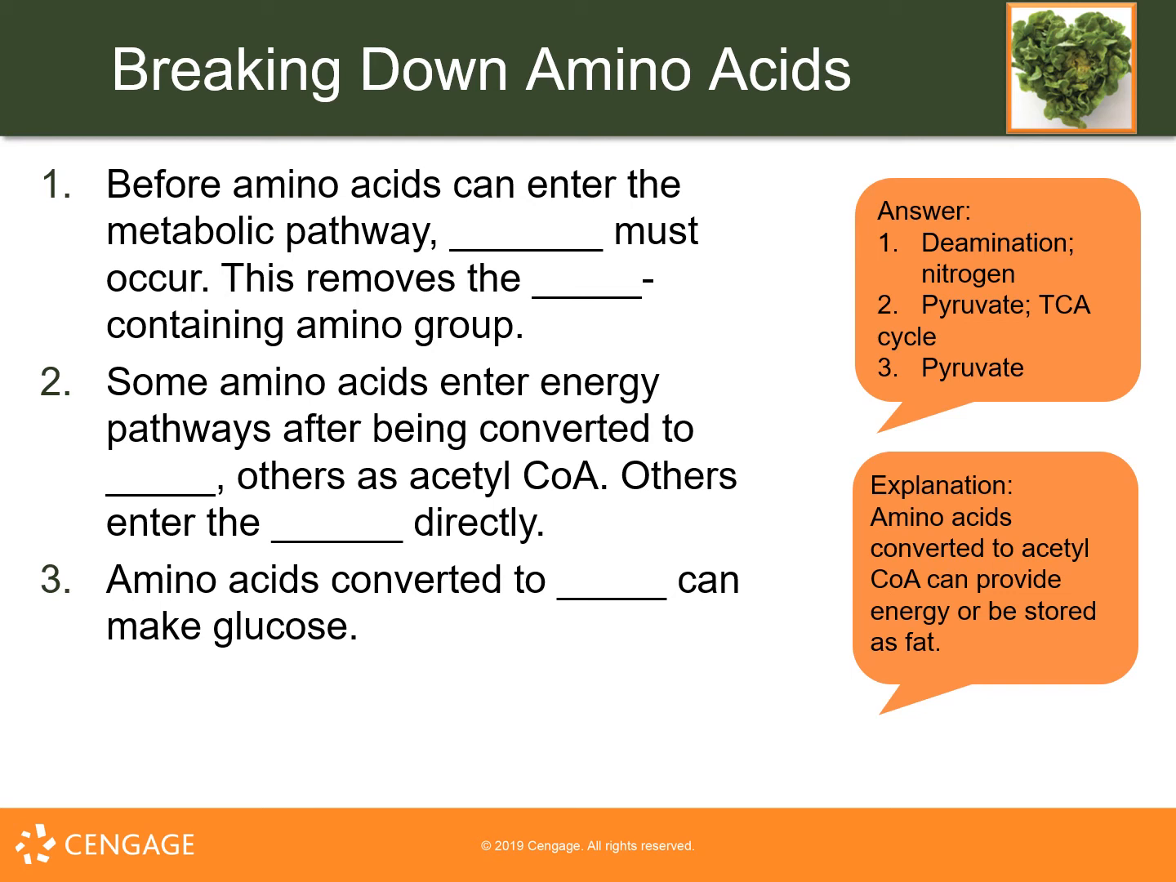Before amino acids can enter the metabolic pathway, deamination must occur. This removes the nitrogen-containing amino group. Some amino acids enter energy pathways after being converted to pyruvate, others as acetyl-CoA. Others enter the TCA cycle or citric acid cycle directly. Amino acids converted to pyruvate can make glucose.